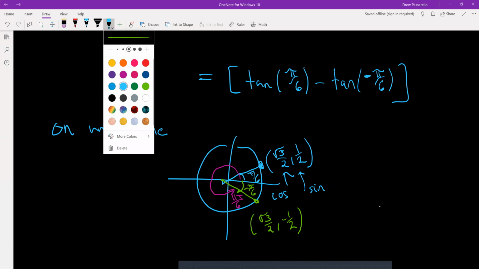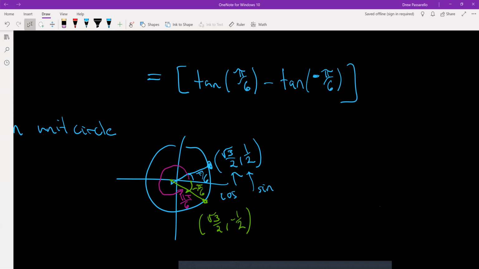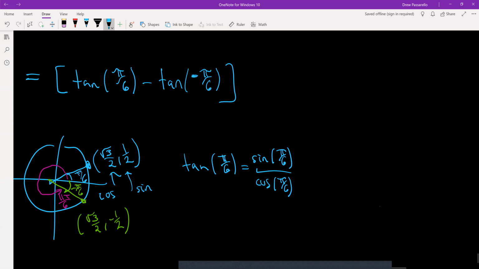All right, and we know tangent is sine over cosine. So tangent of pi over 6 is sine pi over 6 over cosine pi over 6. Sine of pi over 6 is 1/2. Cosine is square root of 3 over 2.